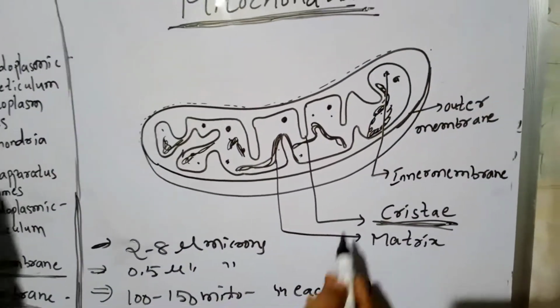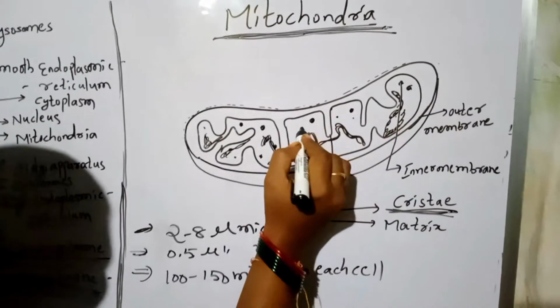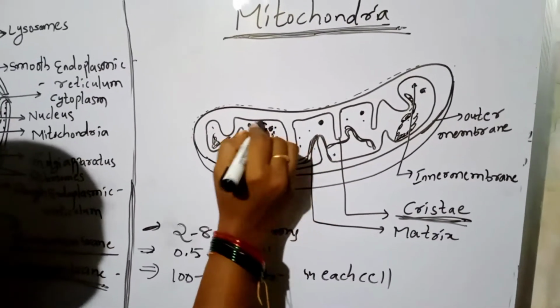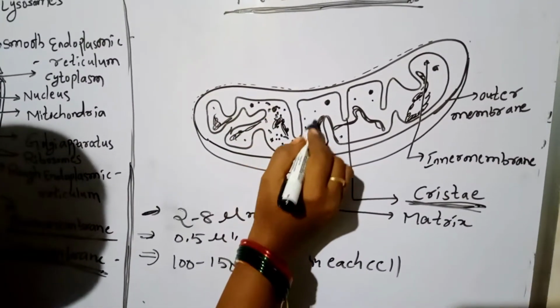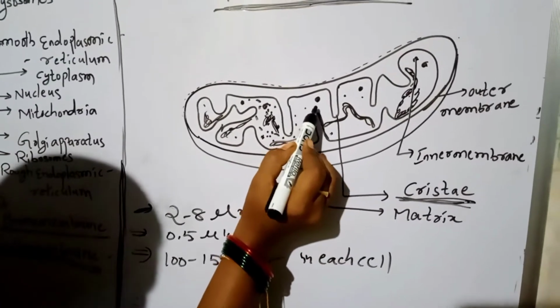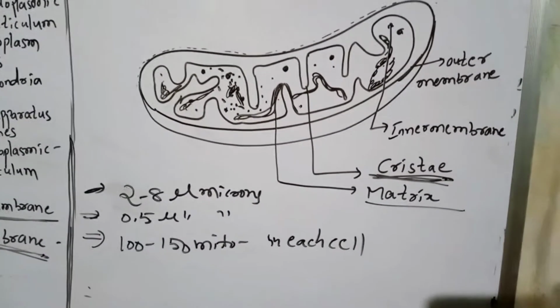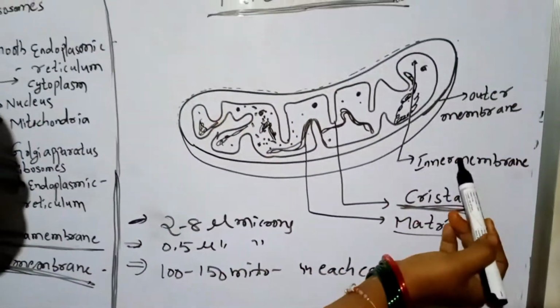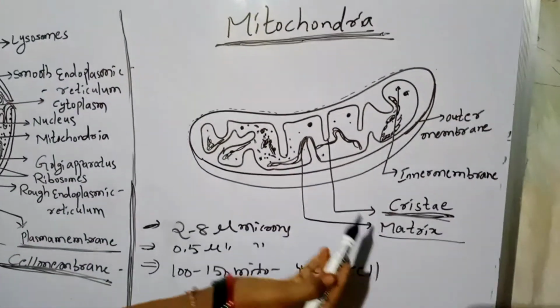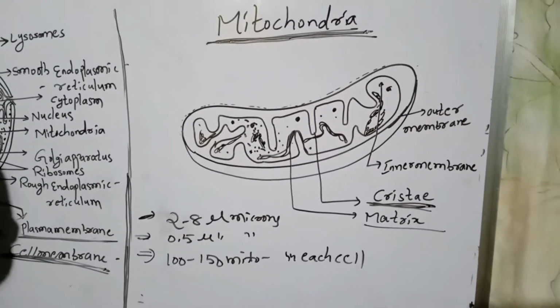The substance or the space which is found in this inner membrane is called matrix. Outer membrane, inner membrane, cristae and matrix.